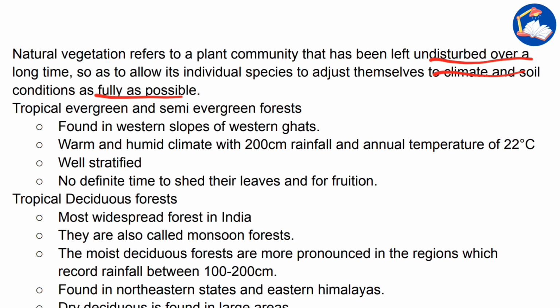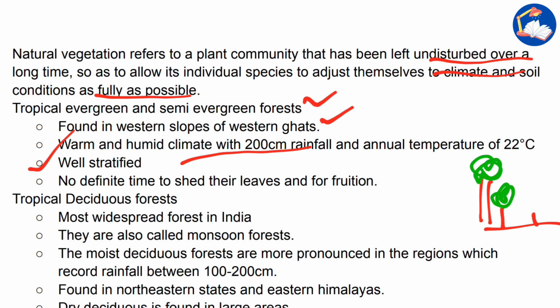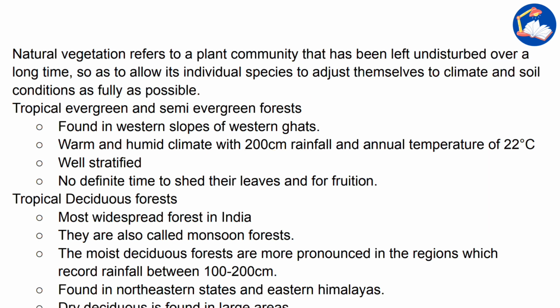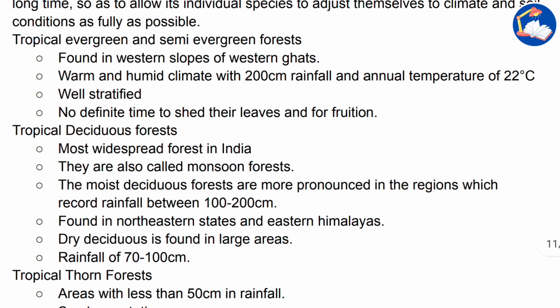Now, tropical evergreen and semi-evergreen forest found in western slopes of Western Ghats, warm and humid climate within 200 centimeter rainfall and annual temperature of 22 degrees Celsius, and it is also well stratified. So it forms in a layer form. Big trees on the top, a little smaller, and also another a little bit smaller, and on the lowest portion we have the shrubs and creepers and all.